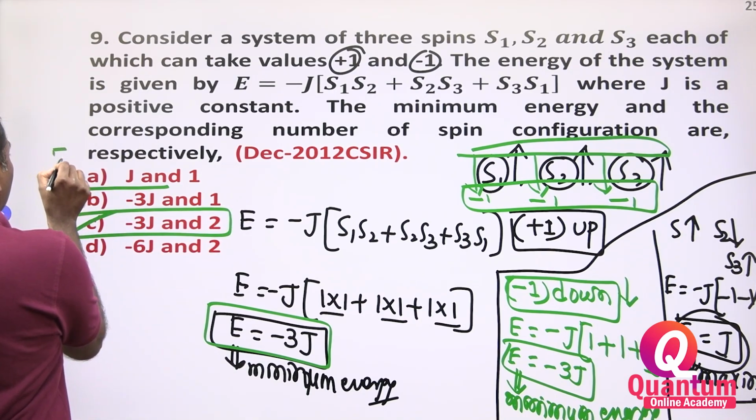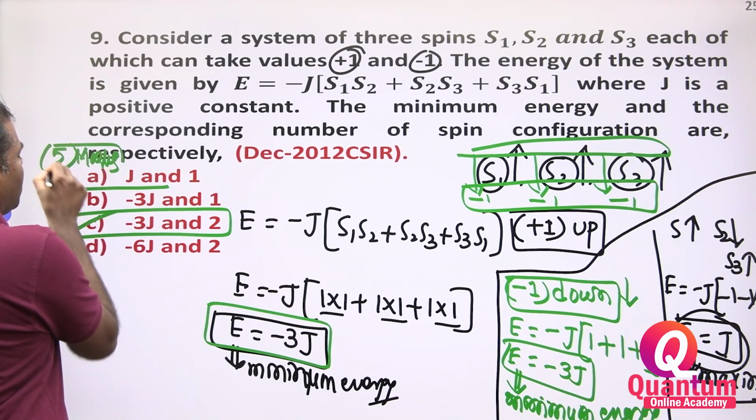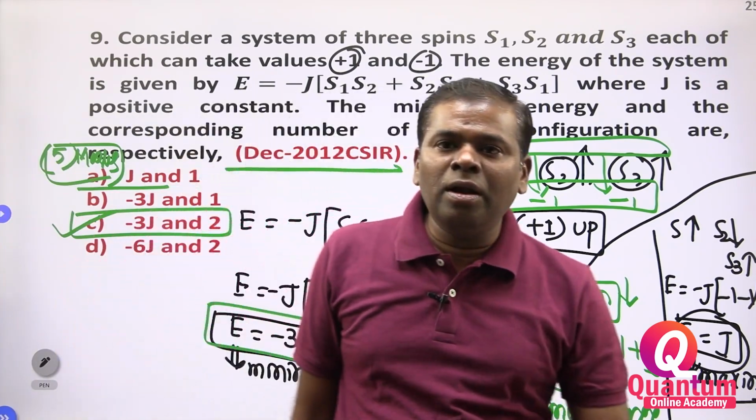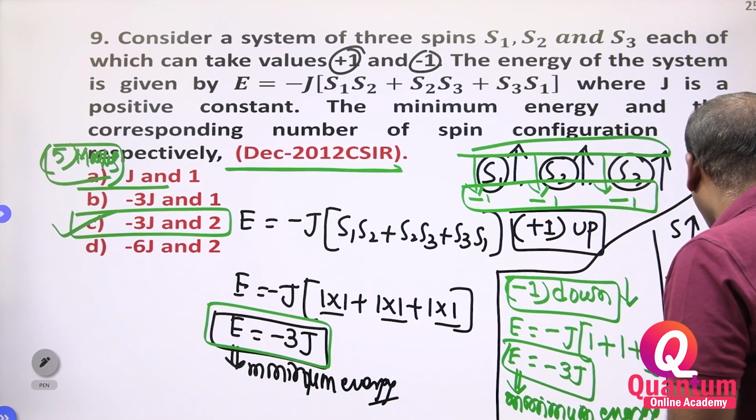This is the 5 marks question they are asking. You will get the 5 marks if you apply some simple logic. In December 2012 in CSIR, people asked this question. This is very, very important and easy also.